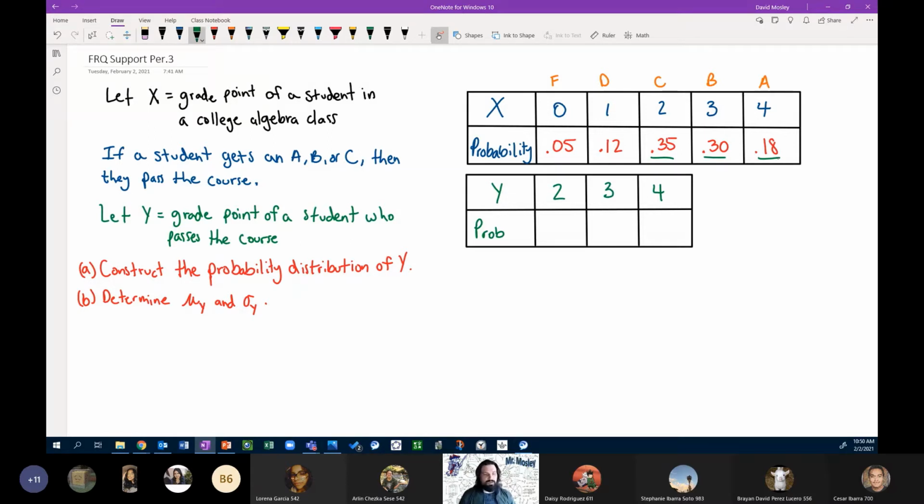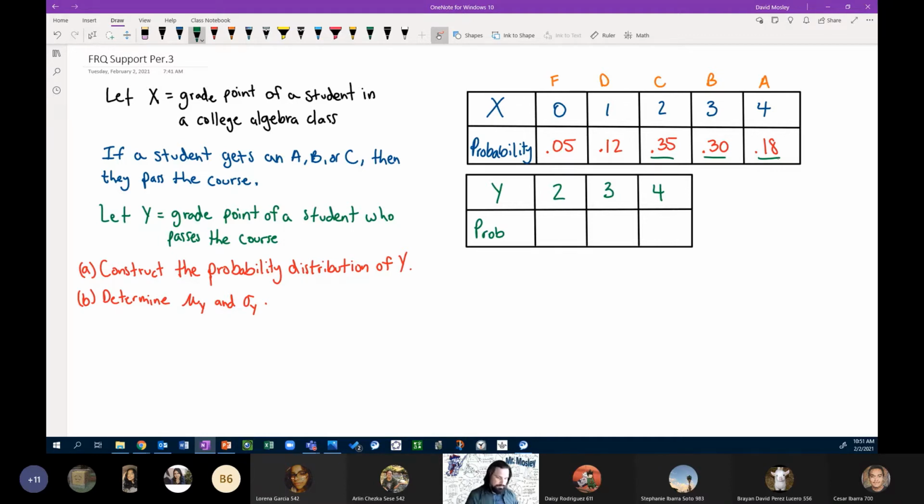0.35, 0.30, and 0.18 only add up to 0.83. That is not 100%. That makes that probability distribution invalid. It is inaccurate. All right, so we have to determine the actual probability of each of these possible outcomes for y. And we use what we know from x, but we have to do some math.